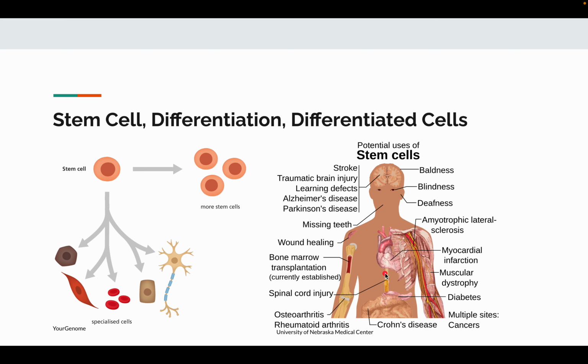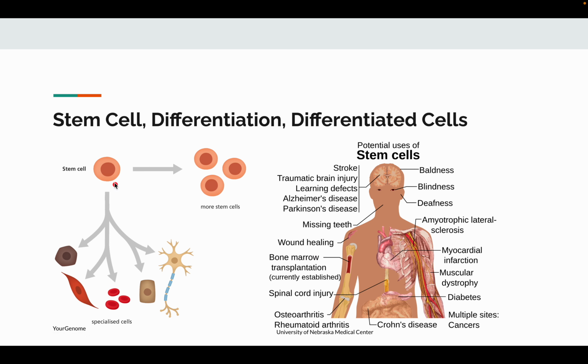Now we move on to stem cell differentiation and differentiated cells. What happens when we produce cells from cell division? Usually these cells are stem cells, and stem cells are cells that can do pretty much anything in a limited capability unless they're told to do another thing. This process of telling them to do a specific thing is called differentiation. As you can see, a stem cell can be differentiated.